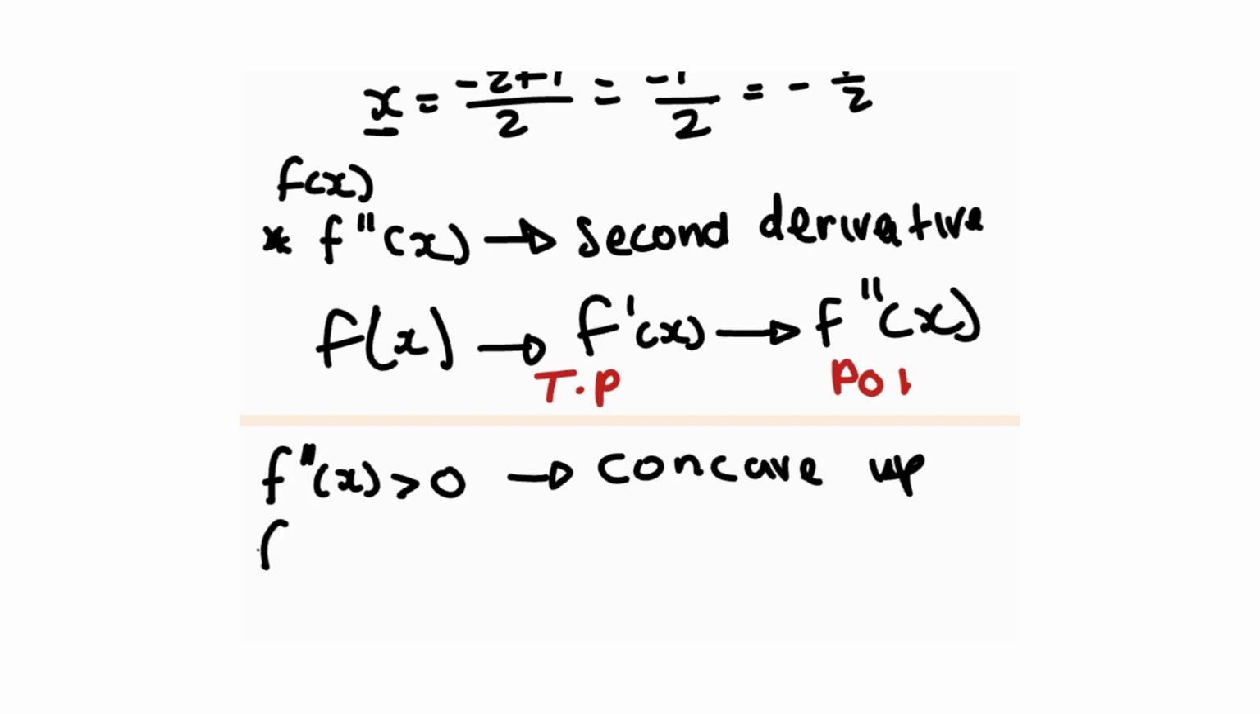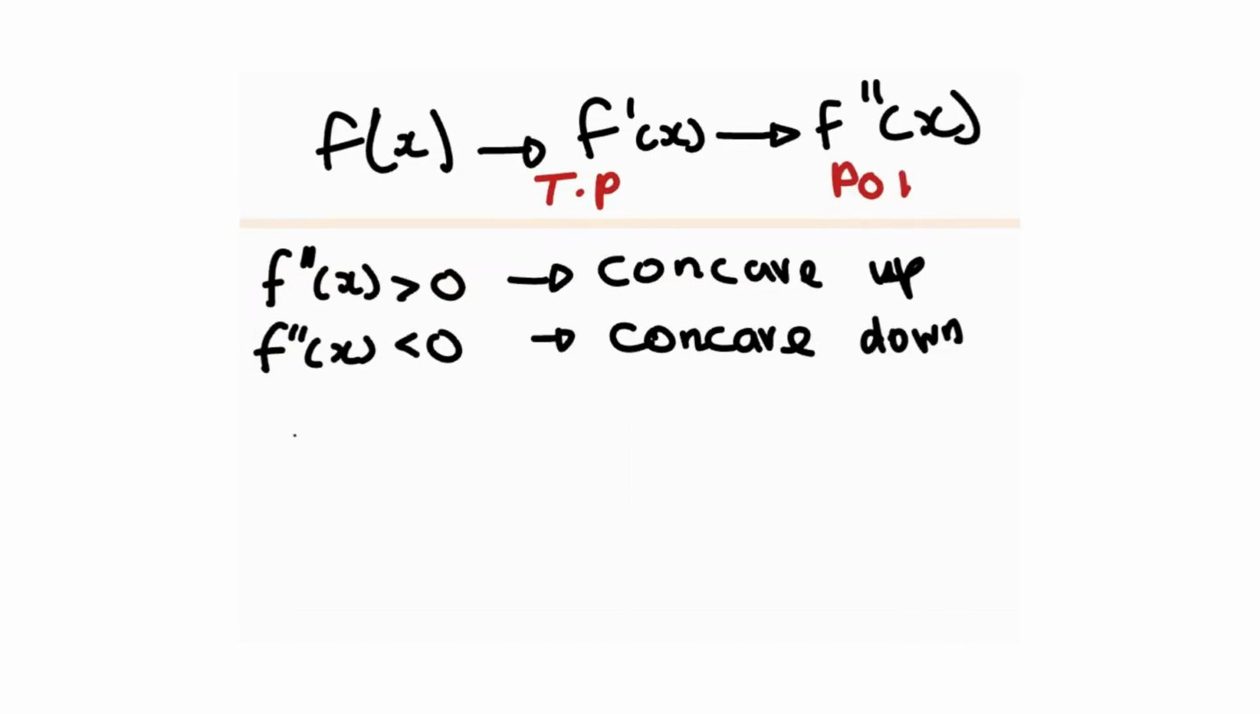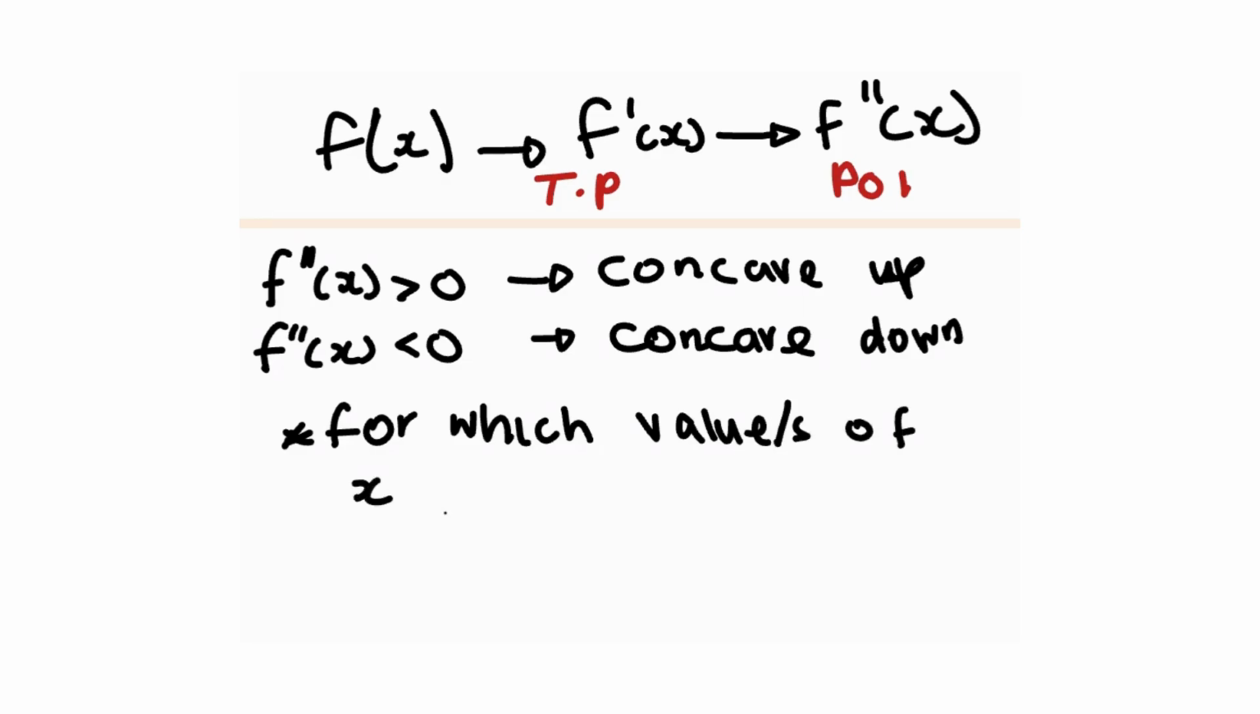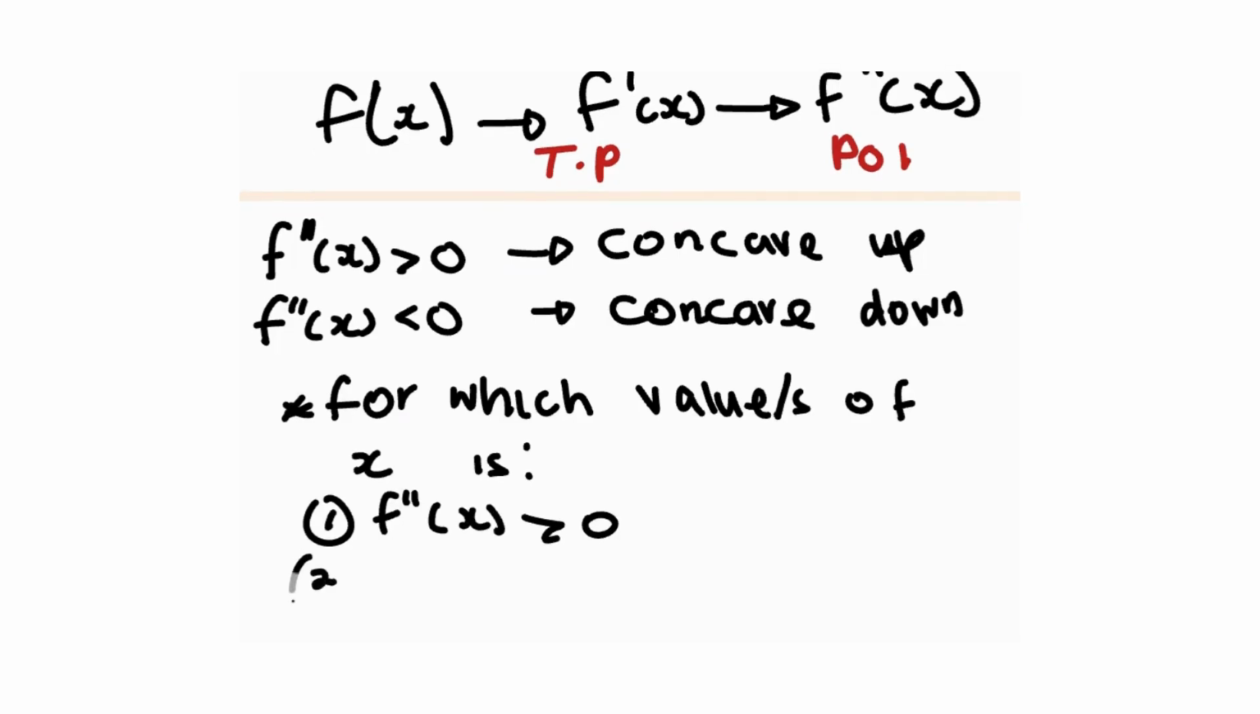And it is negative, meaning it is less than 0, when the graph is concave down. So this would help when we answer those theory questions, which can be phrased in this way: for which values of x is f''(x) greater than 0, and number 2, f''(x) less than 0.